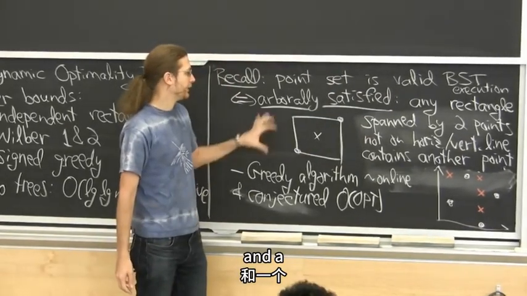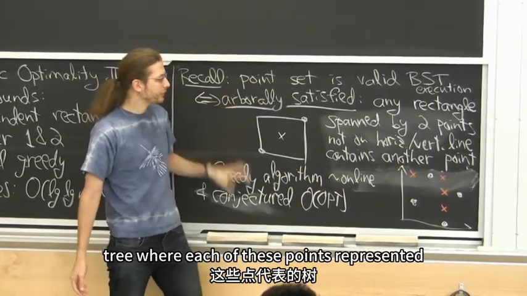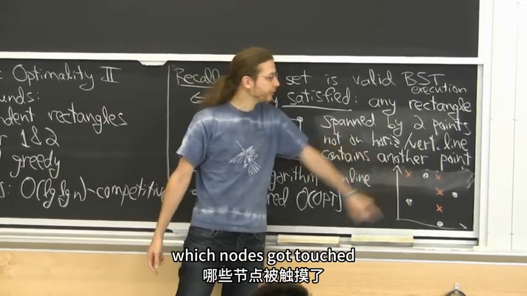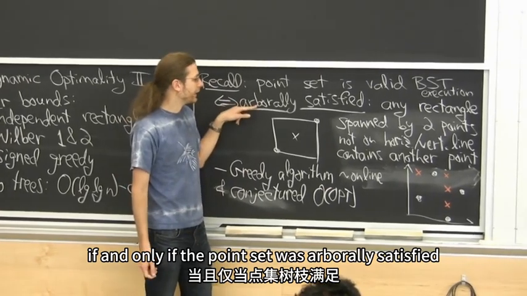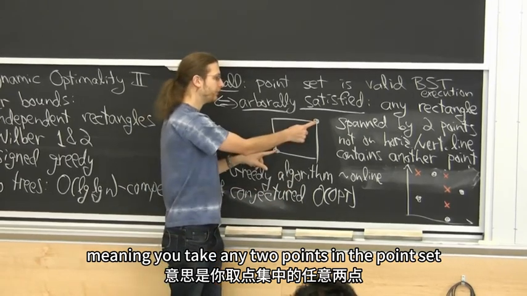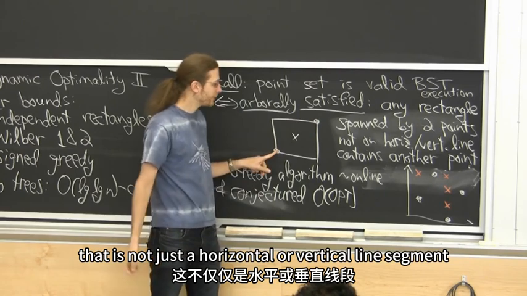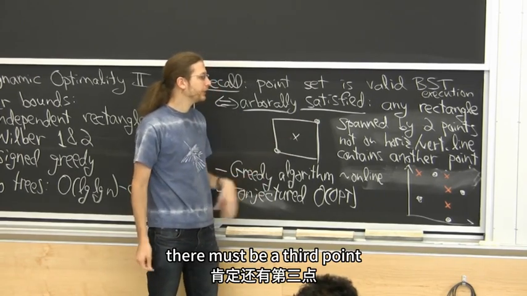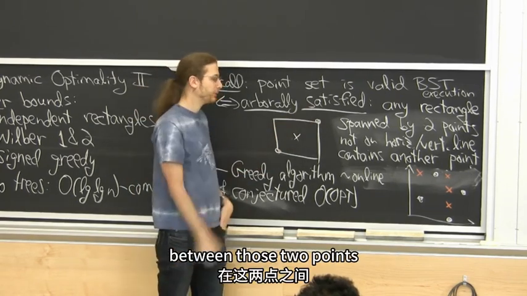And of course, a point set corresponded to a valid execution of a BST where each of these points represented which nodes got touched during an access, if and only if the point set was arborally satisfied, meaning you take any 2 points in the point set, if they span a rectangle that is not just a horizontal or vertical line segment, there must be a third point somewhere inside that rectangle, which in the end implies that there's a monotone path between those 2 points.